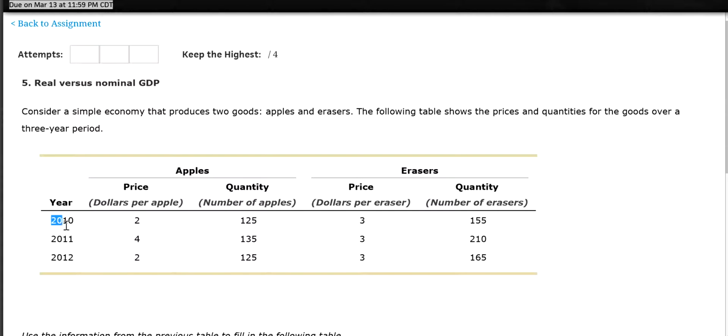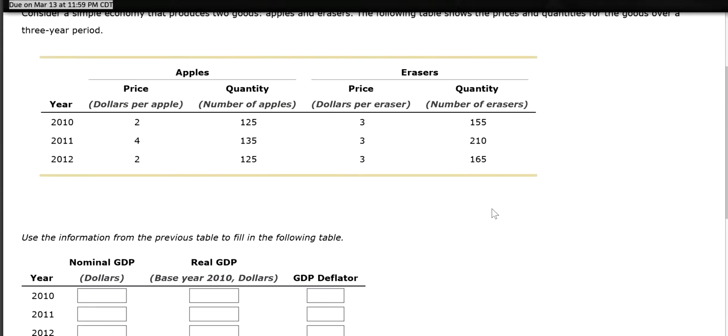So we have 3 different years over here, 2010, 11, 12, and then price for apples over here, so 2, 4, and 2, and then price for erasers is 3, 3, 3, and also quantities for apple and a quantity for eraser. Now, it says use the information from previous table to fill in the following table.